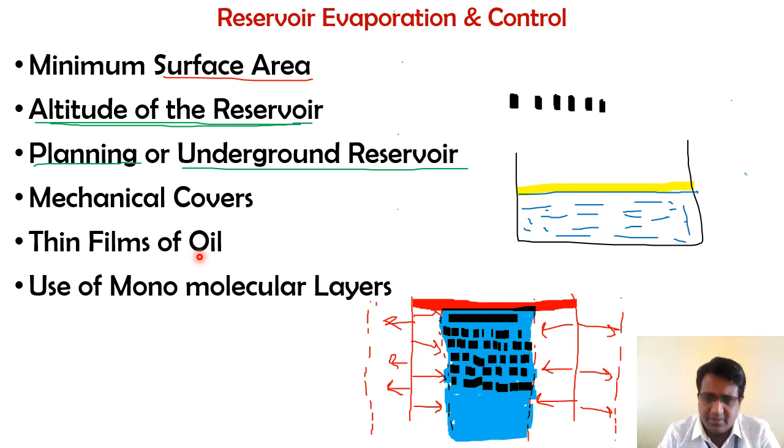Okay, and there are some specific chemicals especially developed to apply on the reservoir so that they can reduce those evaporation rates. Those are nothing but the use of monomolecular layers. Basically, these specific chemicals allow the re-aeration, the reoxygenation process, to take place, but the only thing is they will not allow the water to pass through for evaporation. Okay, so these are the points we need to consider whenever it comes to reservoir evaporation and control.